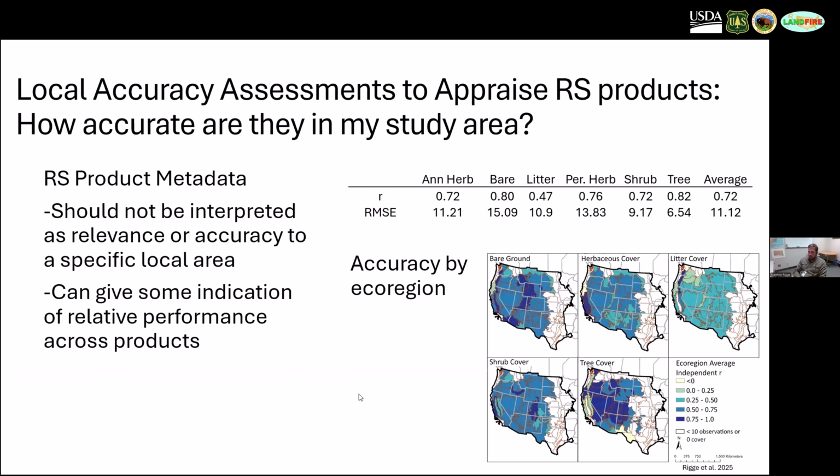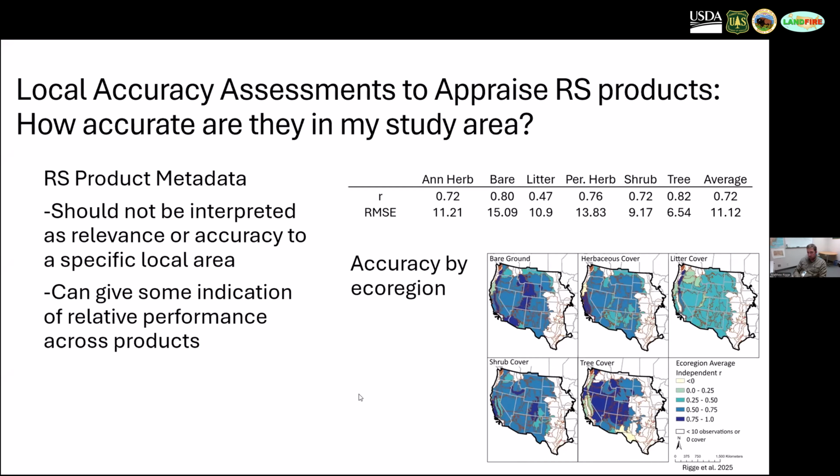Moving on to how would you think through applying one of these three products in your local analysis, or potentially more than one? I'm going to walk through some considerations for local accuracy assessments. Basically, how accurate are these products in my study area?